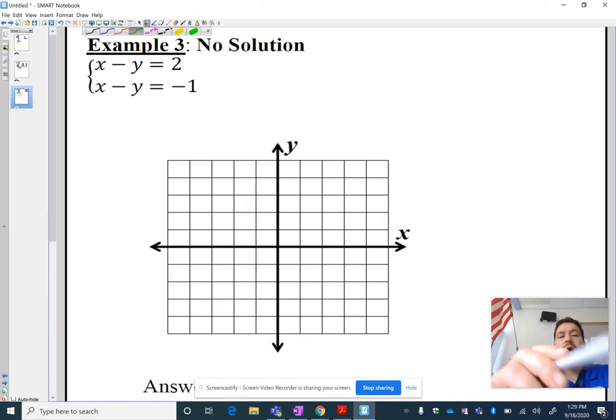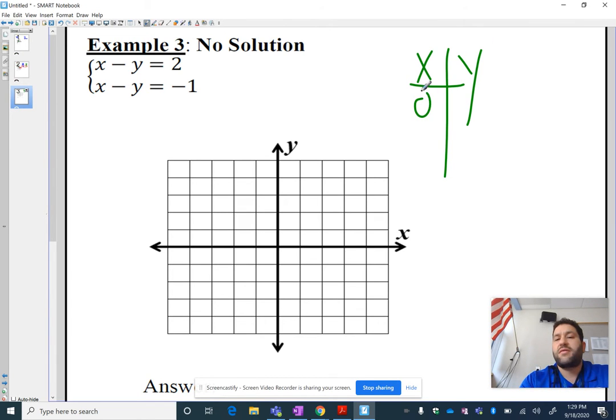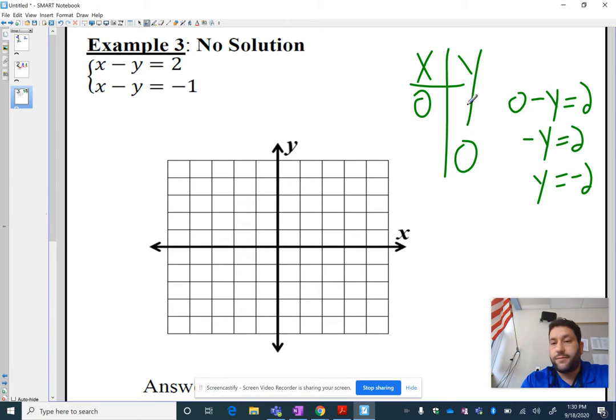We have x minus y equals 2. Same concept as the lesson before. X is 0, y is 0. Let's see. We have 0 minus y equals 2. So negative y equals 2. So y is negative 2. So we go to 0, negative 2, make a point. And then we have, let's see, if x, we already did x is 0. So if y is 0, x will just be 2. Okay, so here's our first equation, or our first line.